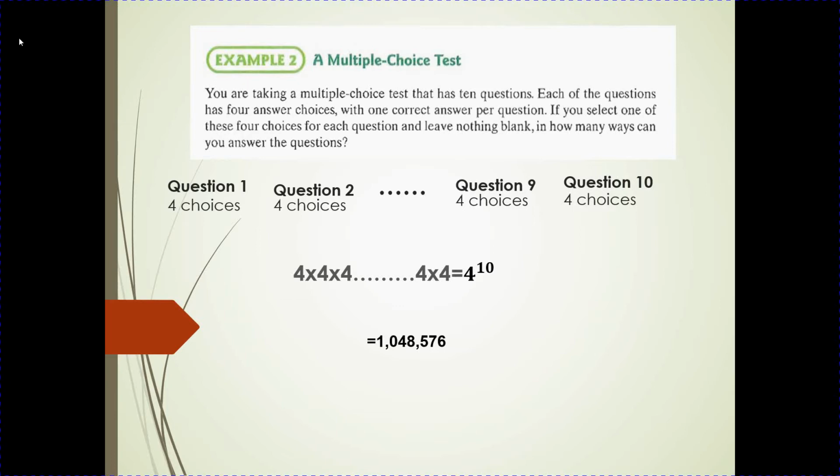So this is example 2. In example 1 and example 2, we applied the fundamental counting principle. That means, in general, if you have m ways of choosing an item, and you are going to choose another item that has n ways, the total ways that you can choose these two different items will be m times n. So this is a general summary of the fundamental counting principle.